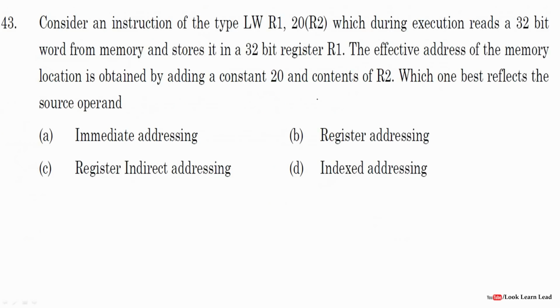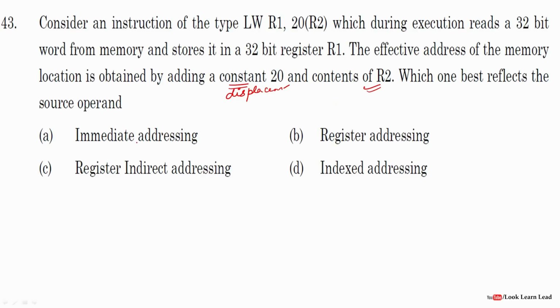Okay, next. Consider the instruction of a type. During execution, it reads a 32-bit word from memory and stores it in a 32-bit register R1. The effective address of the memory location is obtained by adding a constant 20 to the contents of the register. The effective address is calculated by adding a constant, which is called a displacement, and the contents of the register. So we are adding a displacement to the register content.